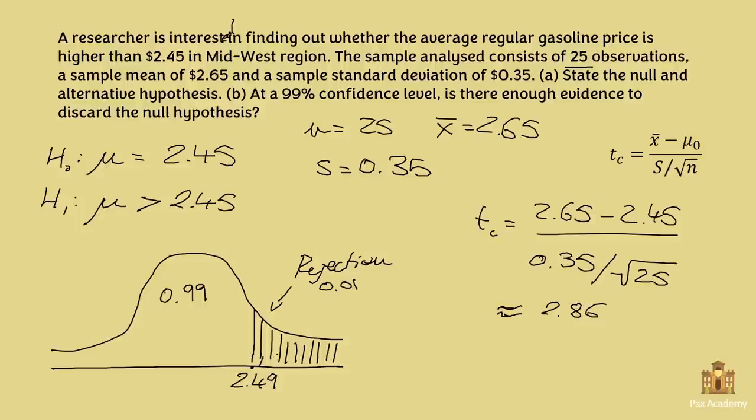Now, as you can see, 2.86 is indeed inside the rejection region. Which means that we reject H0. In other words, the price is indeed higher than 2.45.